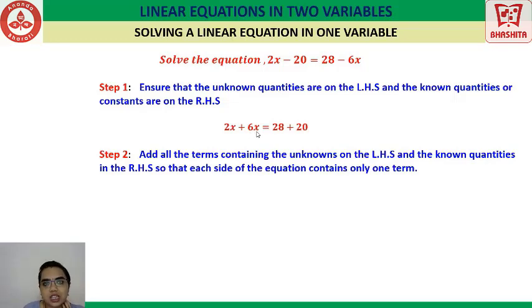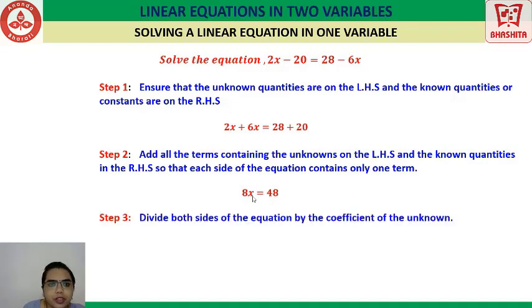2x plus 6x gives us 8x. 28 plus 20 gives us 48. So 8x is equal to 48. Now what are we going to do? We need to simplify this equation further to give us the value of x. So what can be done for that?